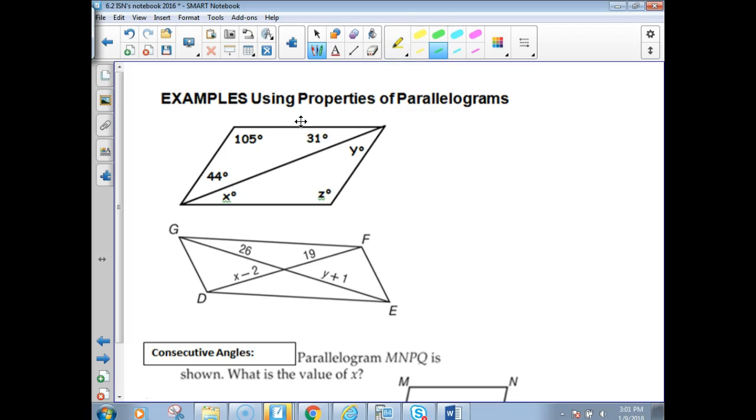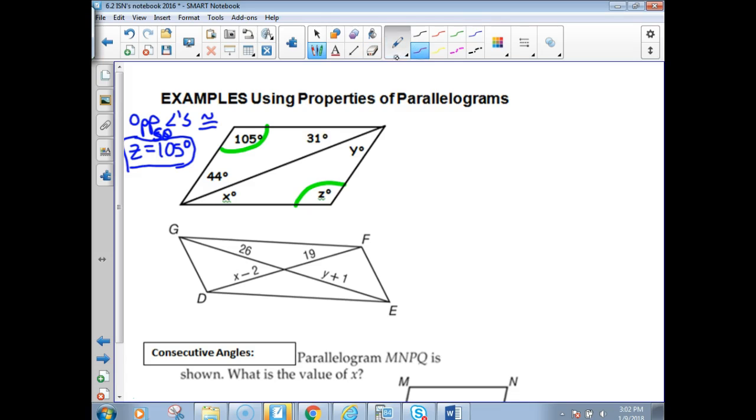There are some angles we've got to figure out here. The first one, the very most obvious one, would be this is congruent to this because of one of the properties we just discussed. And it would be opposite angles are congruent. So that makes Z equal to 105 degrees. I'm going to write down how I'm getting my answers. Not that you always have to, but I think it's very good for your notes.